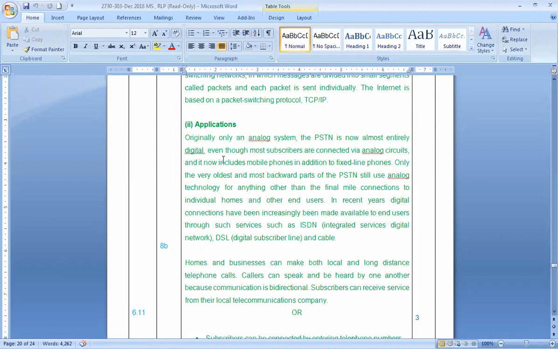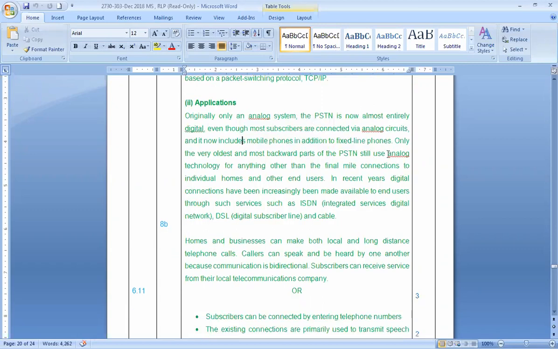Even though most subscribers are connected via analog circuits, it now includes mobile phones in addition to fixed line phones. So not only analog circuits, but we have digital circuits; not only landline connections, but also mobile phone connections. Only the very oldest and most backward parts of the PSTN still use analog technology. So it's still there. We cannot say that we can fully rule out analog; at some point of time, we do need analog.